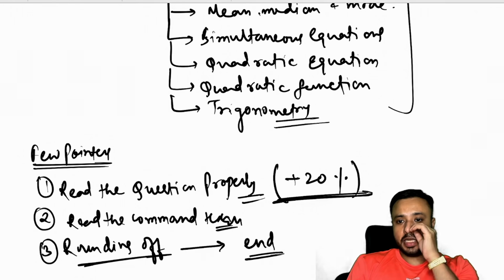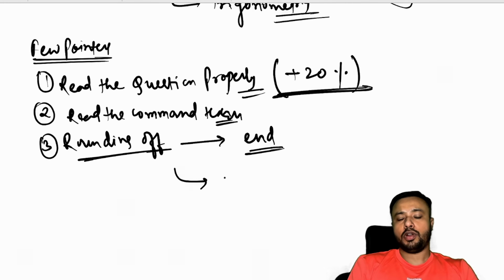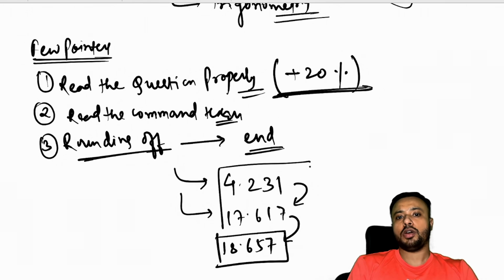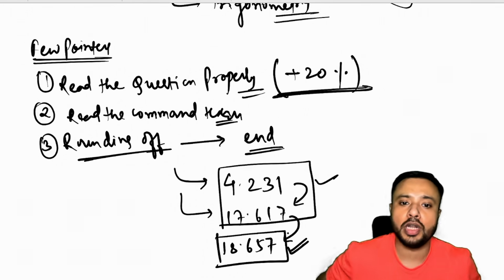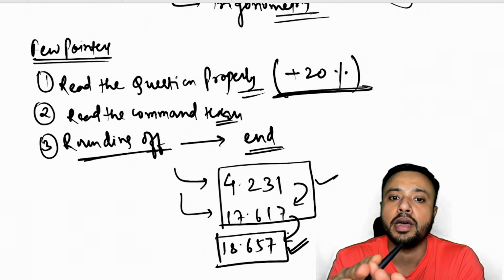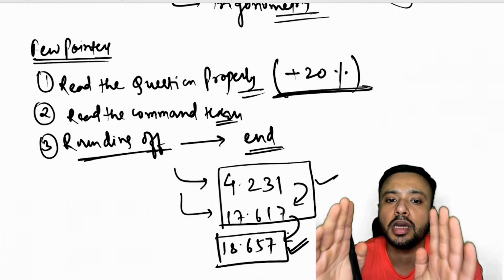For example, let's say you're solving a question and in the middle of solving, you got one answer as 4.231, another answer which is related to this. So you use this and you got, let's say, 17.617, and you use this and you got the final answer as 18.657. So guys, you have to round off this particular answer. Please don't round off these two, because if you round off these two, your final answer is going to change. So rounding off is only required in the end, guys. Please understand, you just have to round off your answer in the end, not in the middle. Please fix this thing in mind, guys.